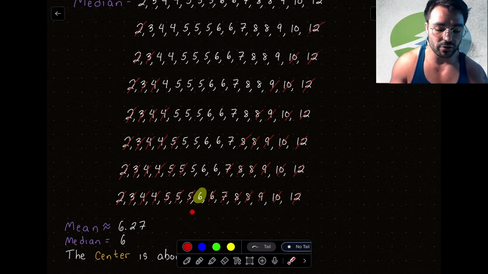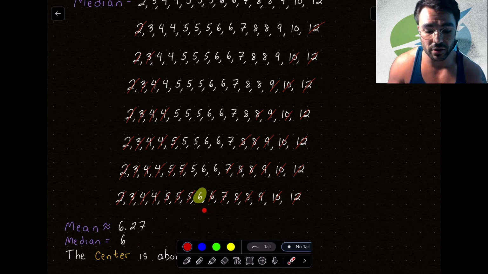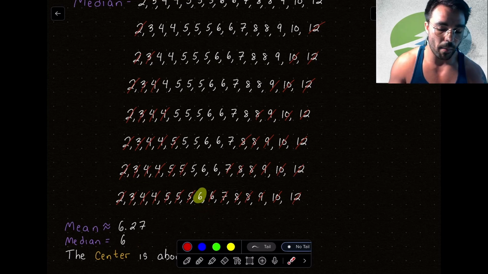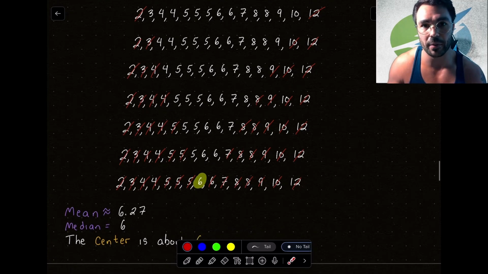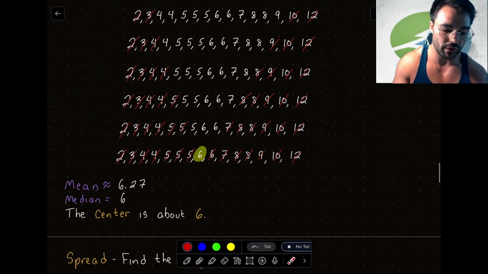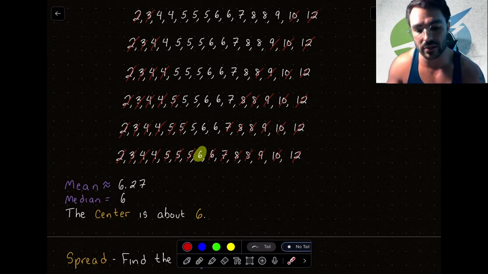In later examples, you'll see sometimes you have 2 numbers in the middle if you have an even number of data values. I'll show you what we do when that happens. It would be pretty much add them and divide it by 2, but we will see that example in a later video. For now, what we need to know is our mean is 6.27, the median is 6, so the center is about 6.